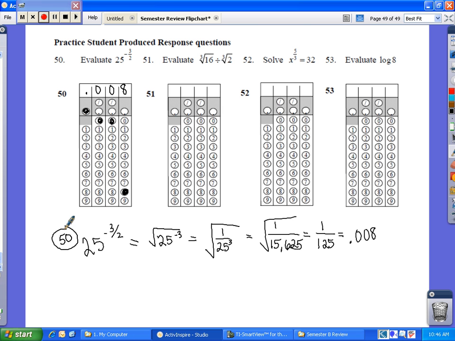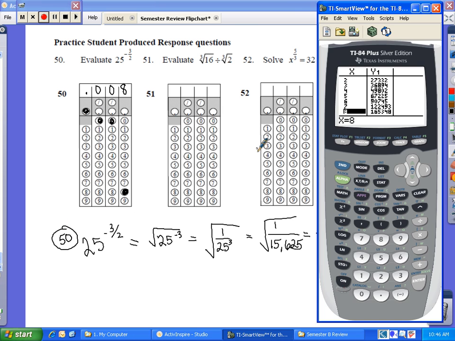Now, could you have put in 25 to the -3/2? Yes, you could have, to double check your answer. And so to do that, you are going to do 25 caret -3/2. And notice you will get the same answer, 0.008. So either way will work.